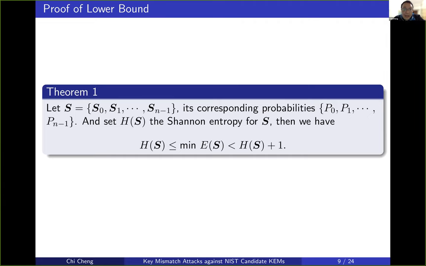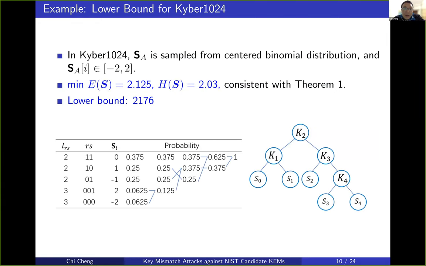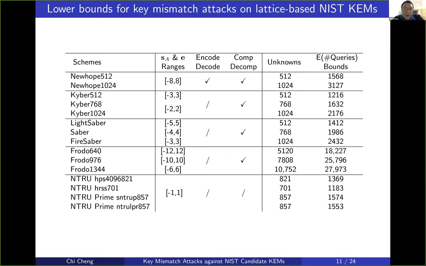And in the next slide, we can give an example of the lower bound for Kyber 2024. It's about 2176 queries. We use Huffman coding directly. And in the following slides, we give our lower bounds for all the key mismatch attacks on all the lattice-based KEMs. Yes, this is one of our main results.